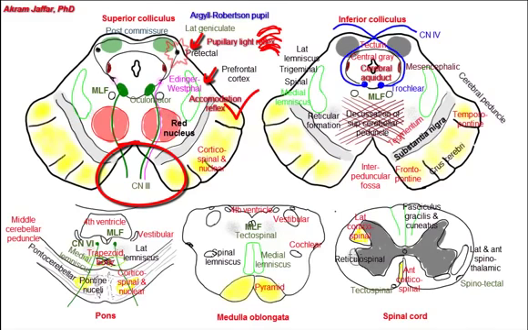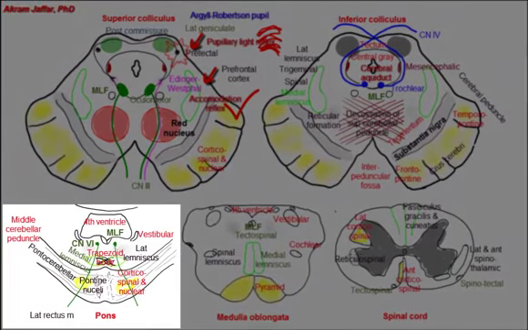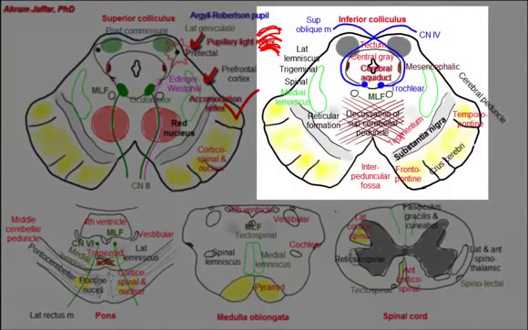in the interpeduncular fossa. This nucleus of the oculomotor nerve is responsible for the supply of all the extraocular muscles except the lateral rectus, which is supplied by the abducent nerve, and the superior oblique, which is supplied by the trochlear nerve.